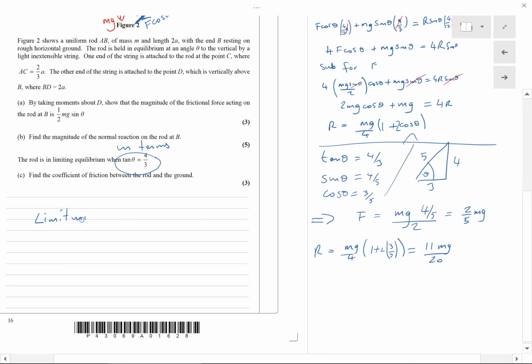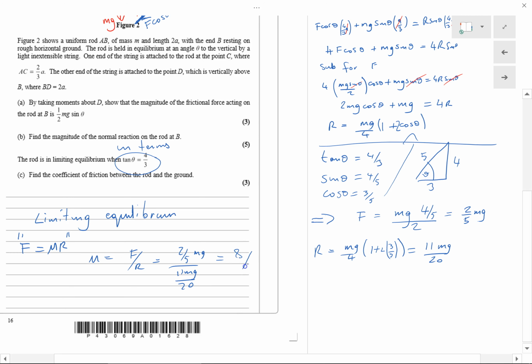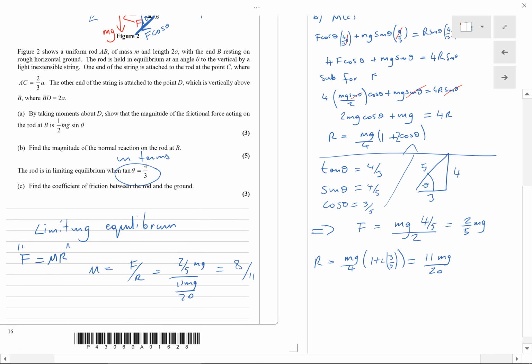So let's write the next bit over here. It's in limiting equilibrium, which tells us f is equal to mu r. So that tells us that mu is equal to f/r, which is equal to 2/5 mg over 11 mg/20. So that answer, when we work it out, gives us 8/11, and we can leave that there. So, a little bit tricky, a little bit unusual. We didn't have to resolve it horizontally or vertically. Anyway, it's done, and we can move on to the next question.